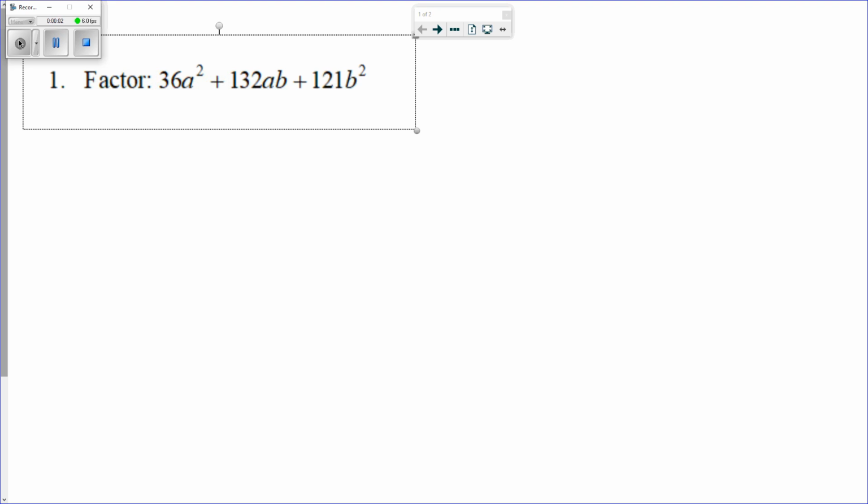All right, so we'll take a look at a couple of questions from the 3.8 worksheet. Totally write these answers down. That's totally fine.